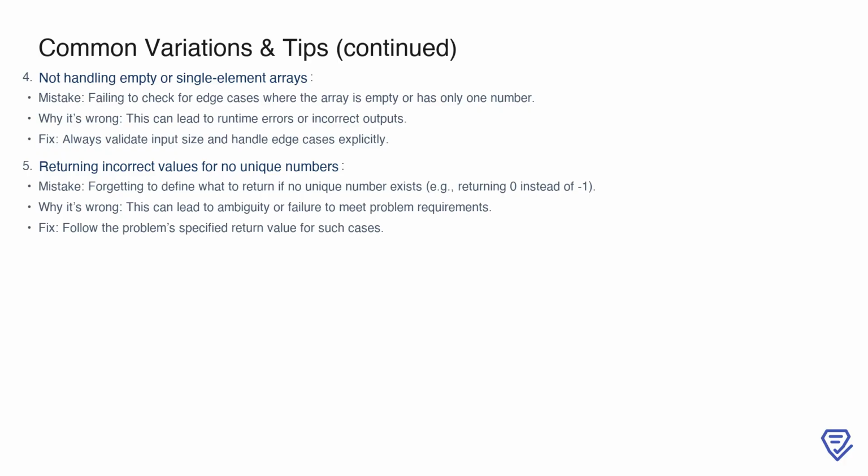Additionally, it's important to define the correct return value when no unique numbers exist. If you forget to account for this case, you might return a value like 0 when the problem specifies -1 as the appropriate output. This can lead to failing test cases or introducing ambiguity in your solution. Always refer to the problem description to ensure that your return values meet the requirements.